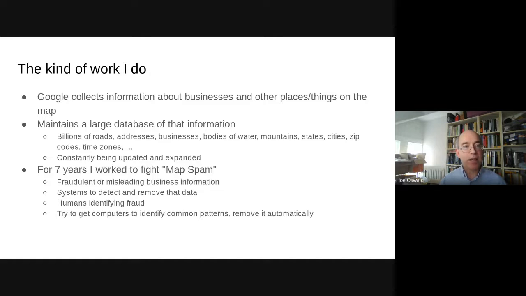This database is constantly being updated and expanded, both because we get more information about the world, and also the world itself changes. Businesses start, businesses close, businesses move. New buildings and roads are constructed every day, and we have to discover them and put them on the map. And so there's a lot of effort and systems and software engineers who are working on maintaining that database.